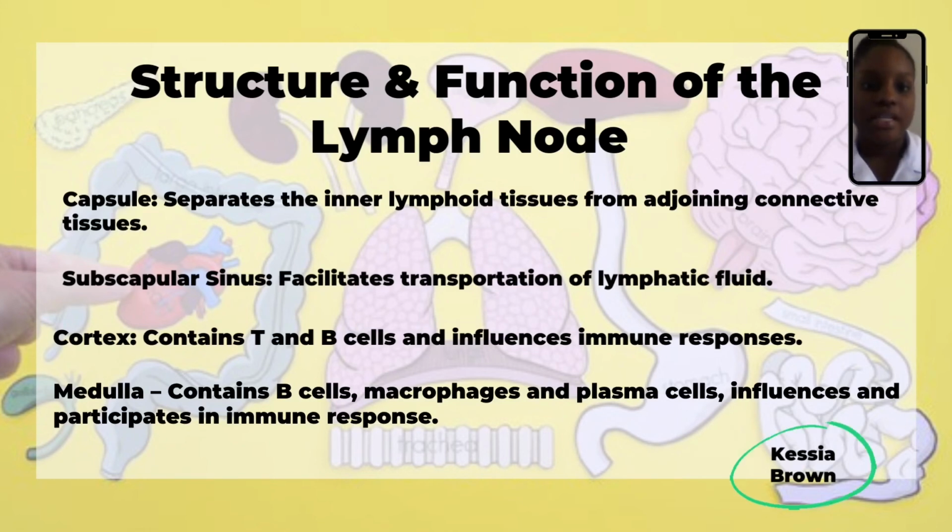The capsule separates the inner lymphoid tissues from adjoining connective tissues. The subcapsular sinus facilitates transportation of lymphatic fluid. The cortex contains T and B cells and influences immune responses. The medulla contains B cells, macrophages, and plasma cells and influences immune responses as well.